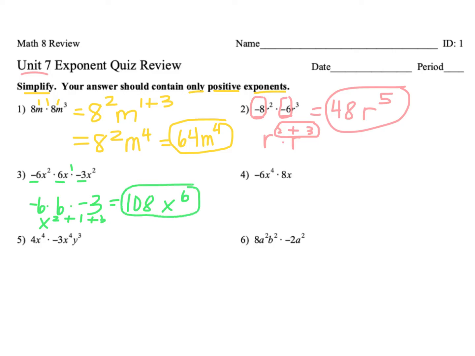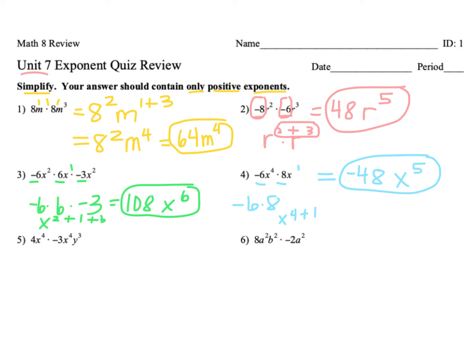Moving on to number 4, I see that our coefficients, our numbers are different. So I'm just going to do regular math with those. I'm going to do negative 6 times 8, and that's going to be a negative 48. But my bases of x are the same, x to the 4th, and then just x, which means x to the 1st. So x to the 4th plus the 1. So I keep the base and add the exponents. So that is x to the 5th. Okay, so remember, if you have a variable by itself, the exponent is 1.